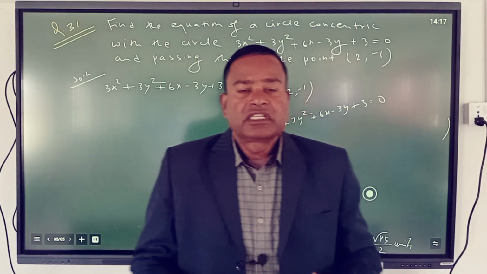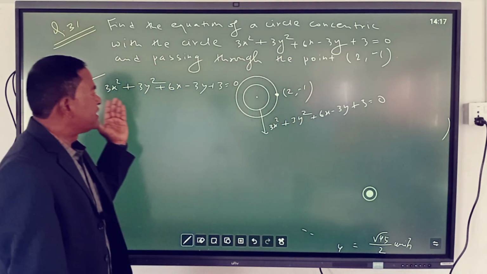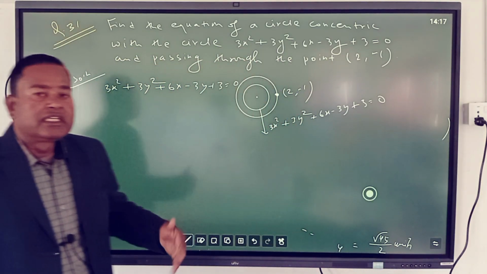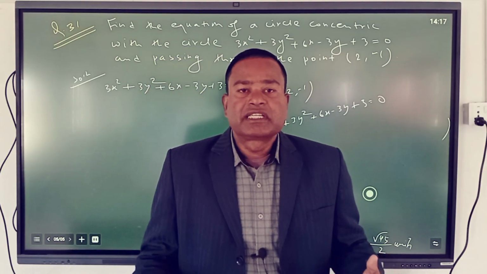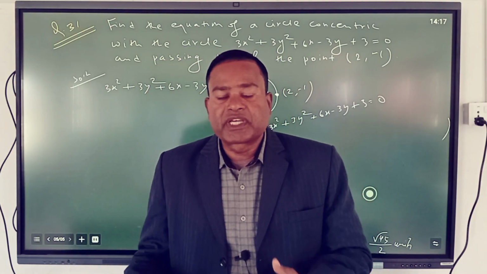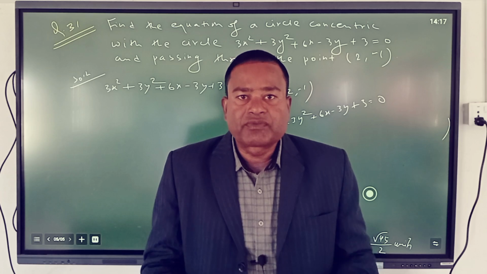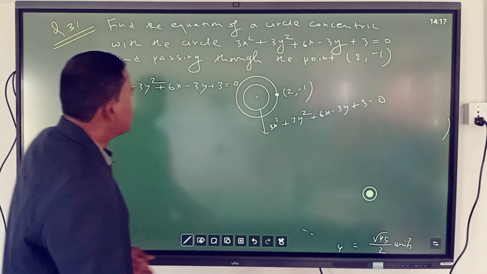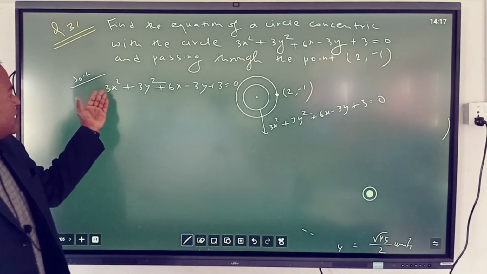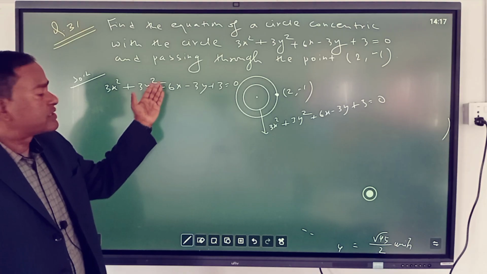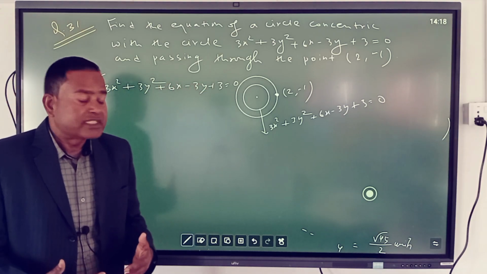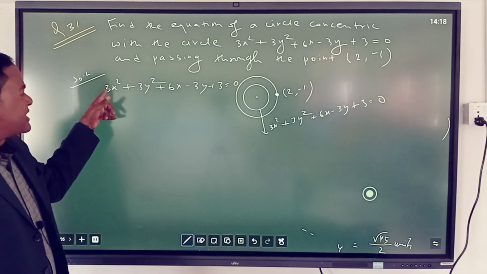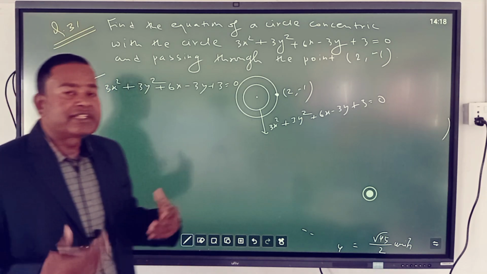We know that the equation of a circle in the general form is written as x² + y² + 2gx + 2fy + c = 0. So let's change this into the form of x² + y² + 2gx + 2fy + c = 0. Dear students, the coefficients of x² and y² are both 3.